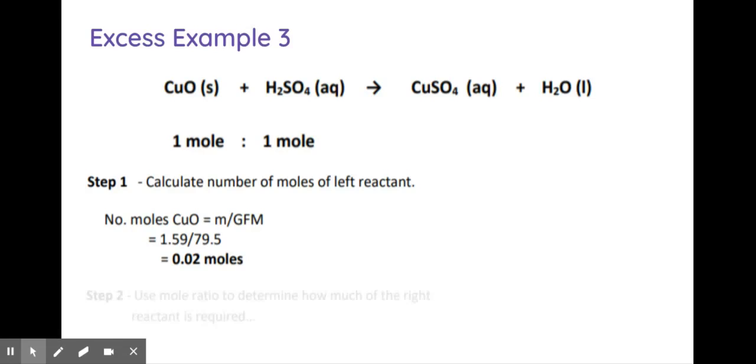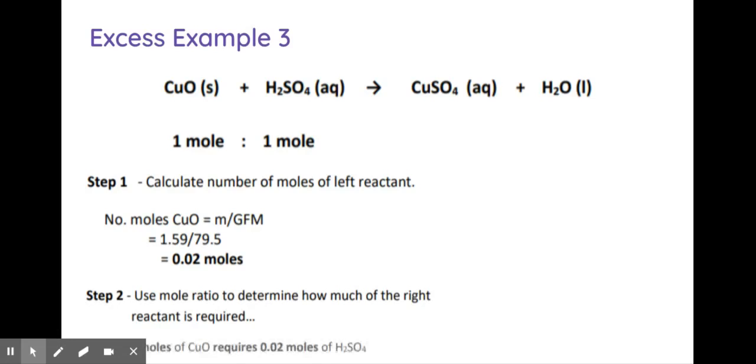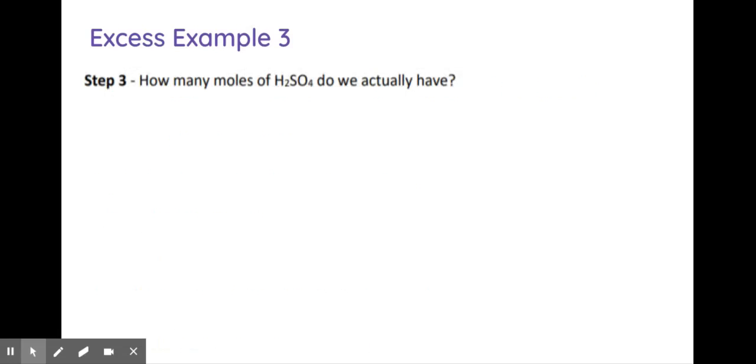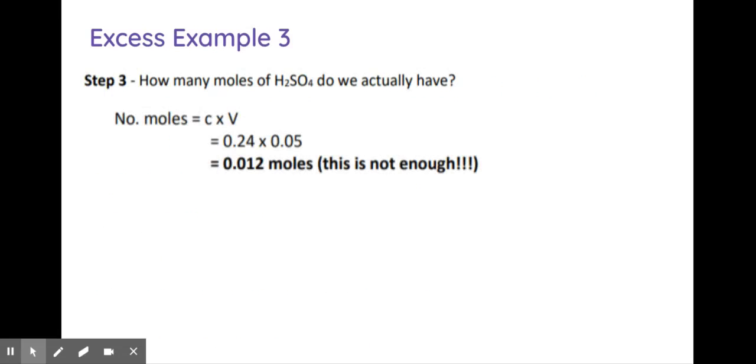Step 2 is to see how many moles of sulfuric acid are required. If we have 0.02 moles of copper oxide, that's going to require 0.02 moles of H2SO4 because we're in a 1-to-1 mole ratio. Step 3 is to calculate how many moles of sulfuric acid we actually have. So this time we're going to have concentration times volume, because those are the quantities we are given in the question. One is a concentration, one is a volume. So we have 0.24 multiplied by 0.05 to give us a number of moles of 0.012.